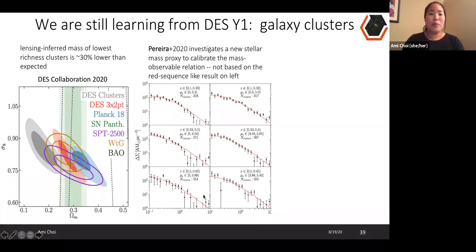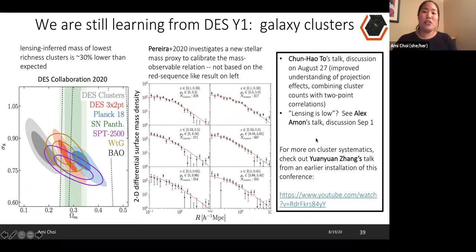This plot from Maria's paper shows, as a function of physical separation R, the lensing signal, or the 2D differential surface mass density on the y-axis. And these are for 3 different redshift bins, where the lowest redshift bin is at the top and the highest redshift bin at the bottom, and the stellar mass bins tend to be lower on the left and higher on the right.